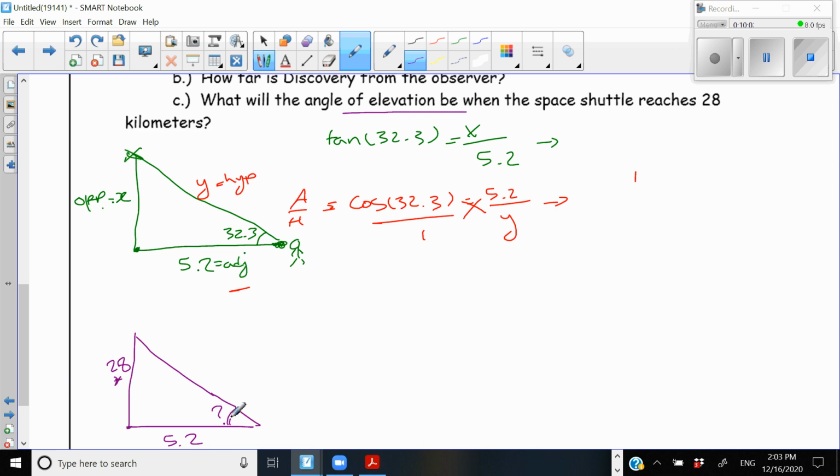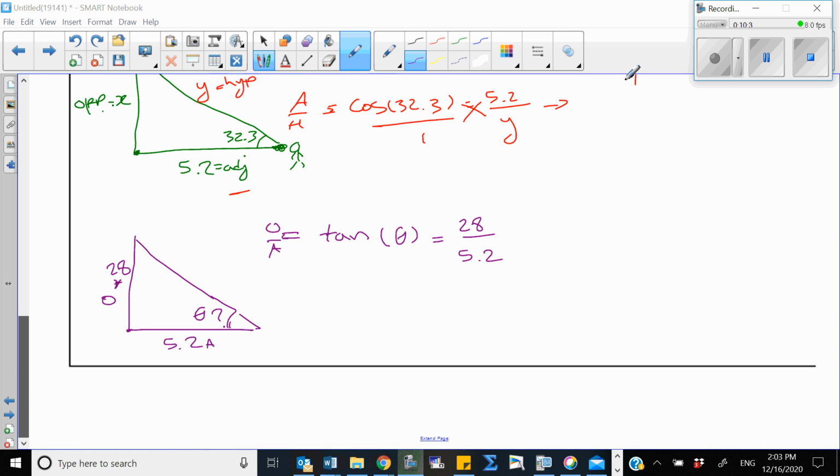Now I'm looking for the angle. Okay, so again, looking at this angle, I have opposite side and the adjacent side. I can create my tangent function. So tangent of theta, let's call this angle theta, is what we are looking for, is equal to opposite over adjacent. So it's 28 over 5.2. So this is what I have. Tangent of an angle is equal to 28 over 5.2.